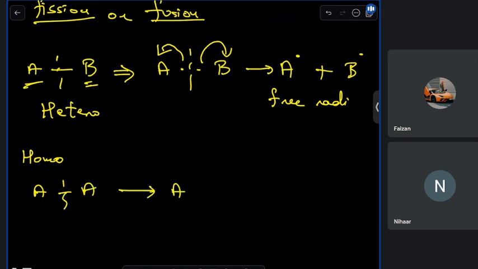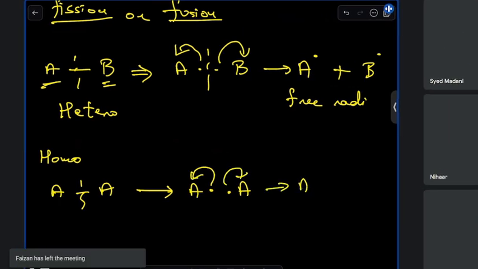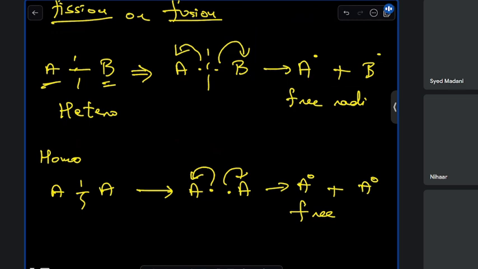Once the bond breaks, the electrons get distributed. Like this, it becomes one electron here, one here. We end up getting two of the same things.